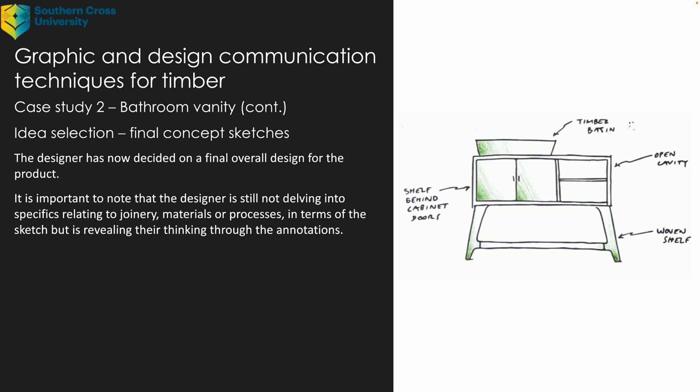And then they've moved on to some final concept sketches. So this designer has now decided on a final overall design. But again, you can see that they're not delving into specifics relating to joinery, materials or processes. So for example, they've talked about a woven shelf and timber basin, but they're not really getting into the nitty-gritty of how things are going to go together just yet.